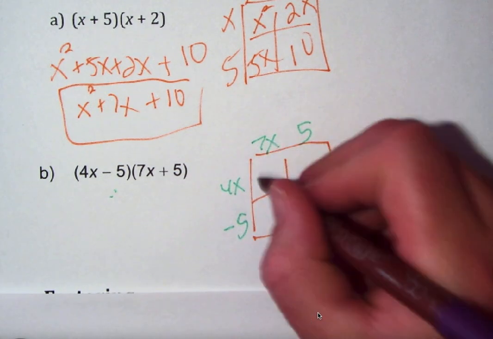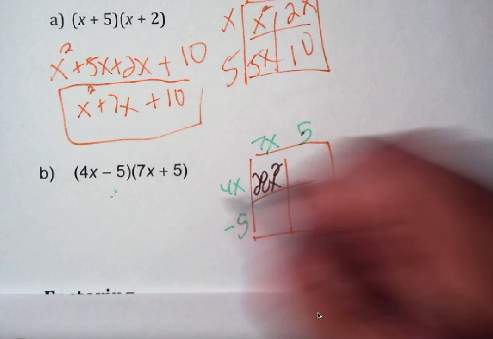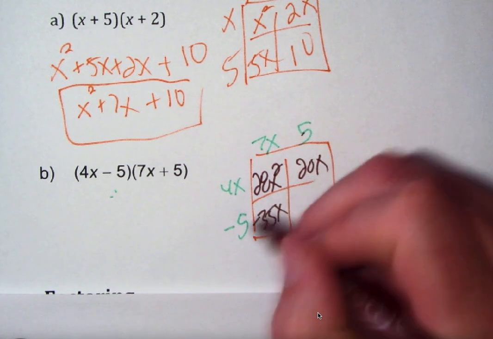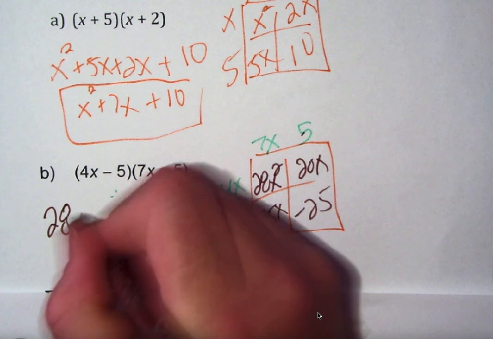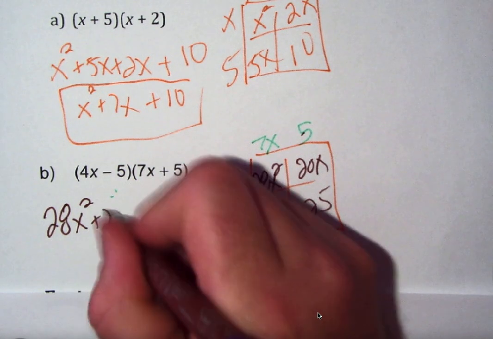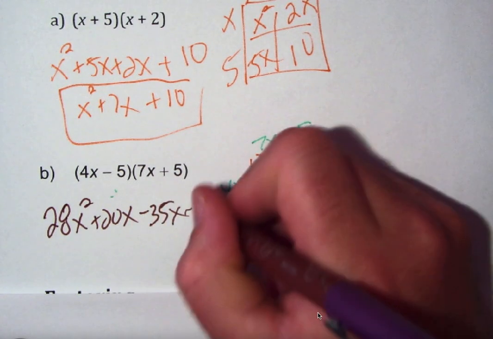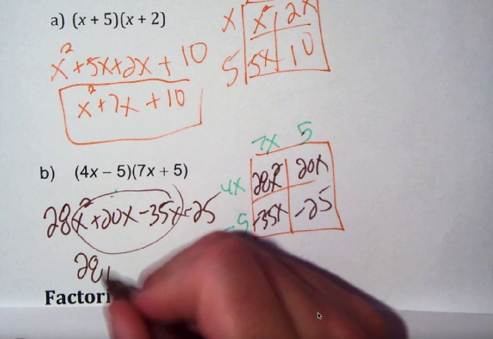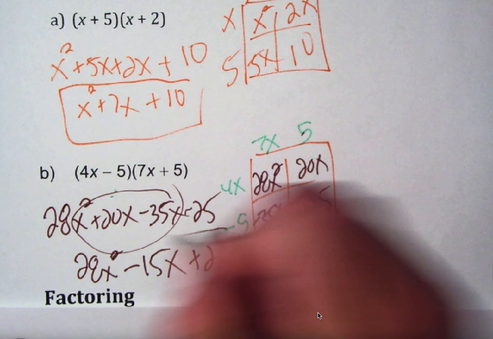4x times 7x is 28x squared. Don't forget the x times x is x squared. 5 times 4x is 20x. Negative 5 times 7x, negative 35x. Negative 5 times 5, negative 25. So we have 28x squared plus 20x minus 35x minus 25. Like terms in the middle, 28x squared minus 15x minus 25. There's your answer.